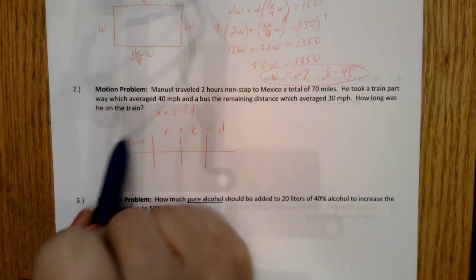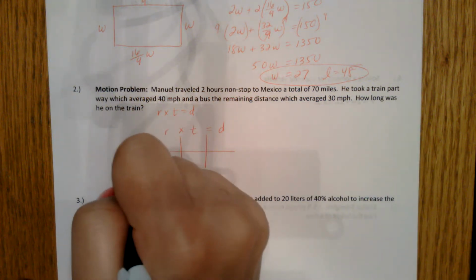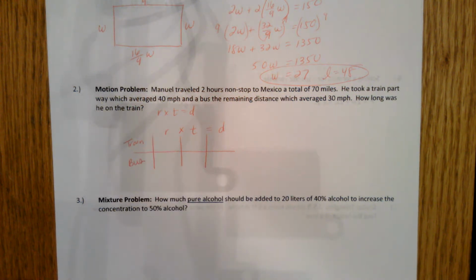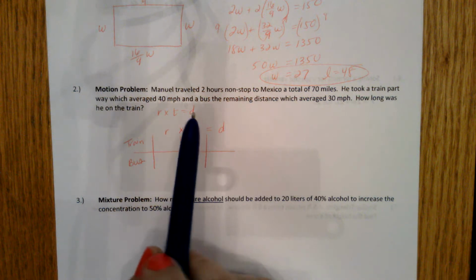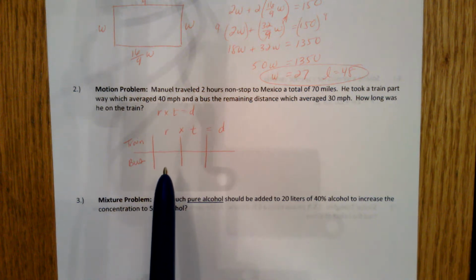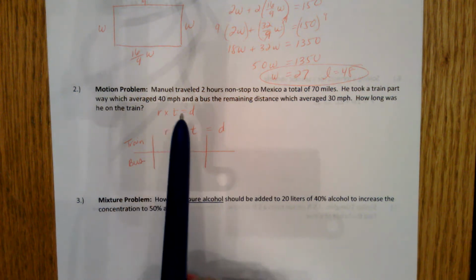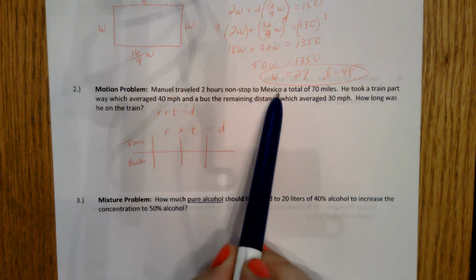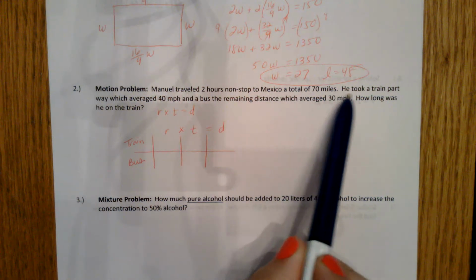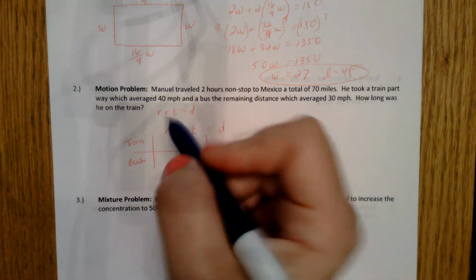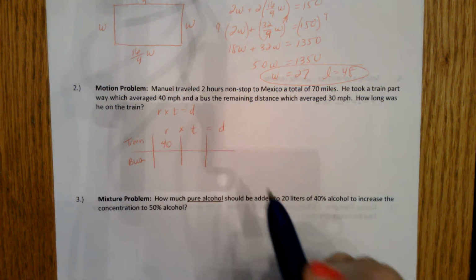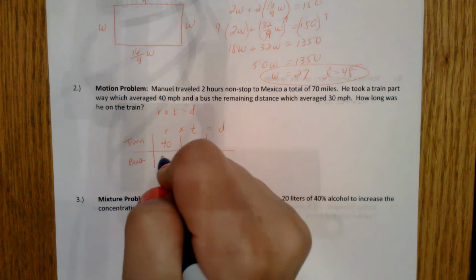This is a train that he took part of the way. The other part of the way he took a bus. Okay? And now we're going to fill out this part of the table. So Manuel traveled 2 hours nonstop to Mexico, a total of 70 miles. He took a train partway, which averaged 40. So the train was 40 miles per hour. The bus averaged 30.